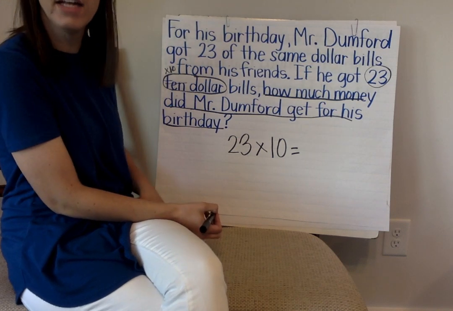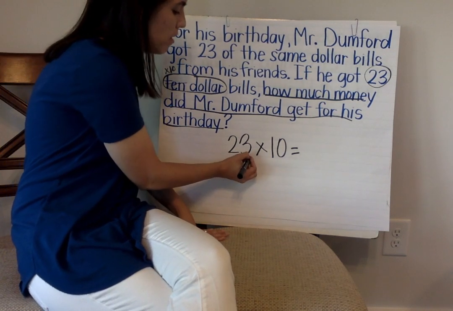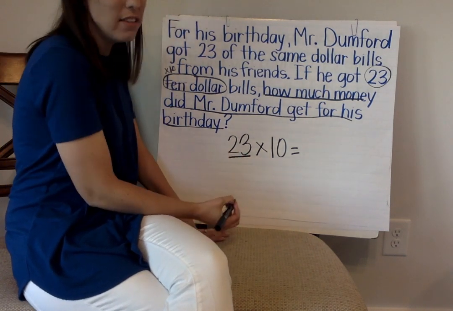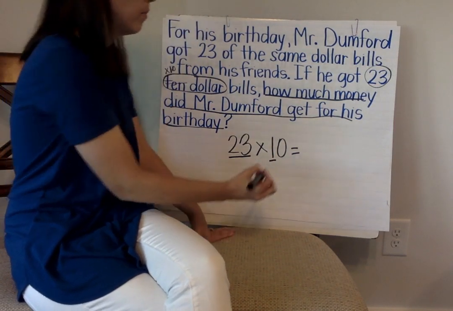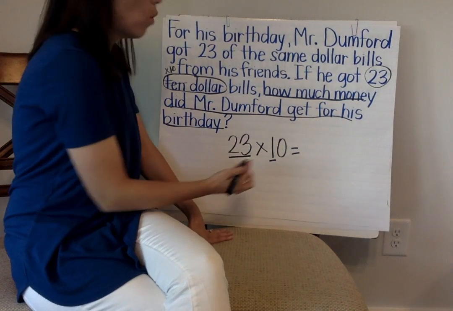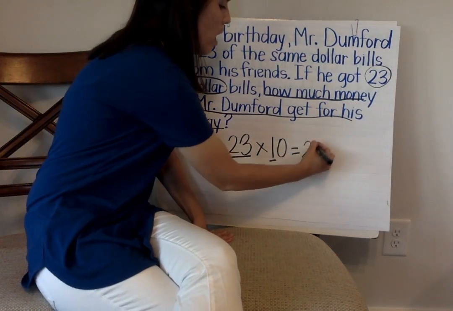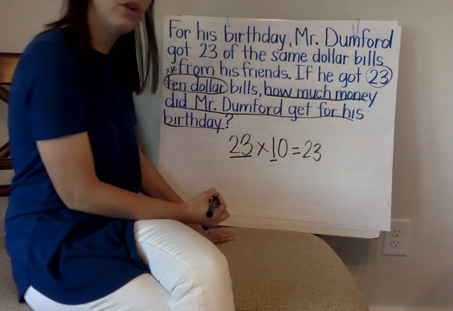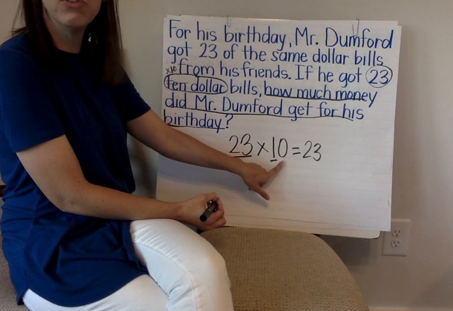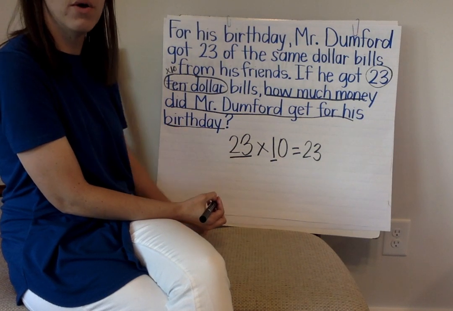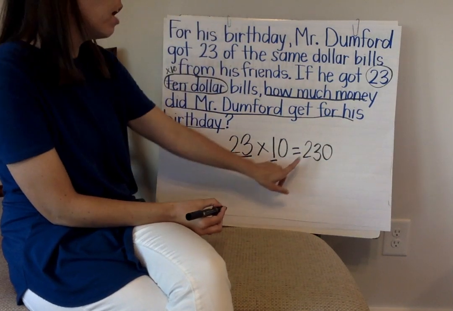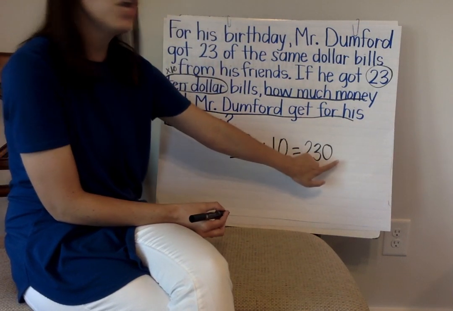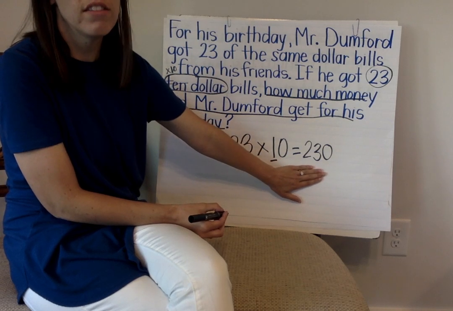So now I can go ahead and solve this problem. I'm going to use the trick that I know. I'm going to underline the digits that are not zero. So I'm going to underline 23 and 1. I know that 23 times 1 gives me 23. I need to add 1 zero to the end of 23 to give me a new product of 230. But 230 is not my answer.